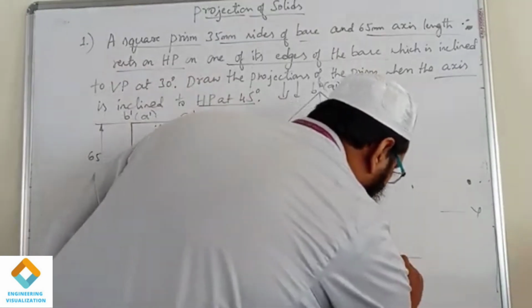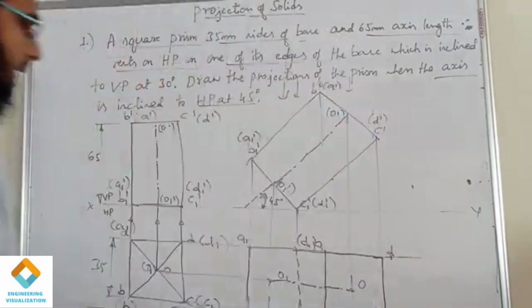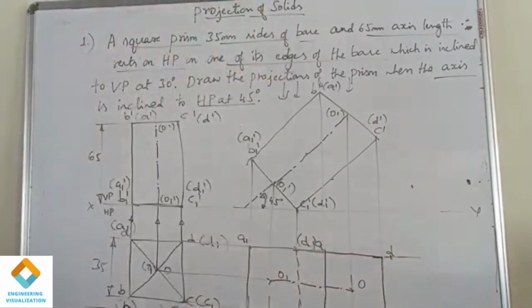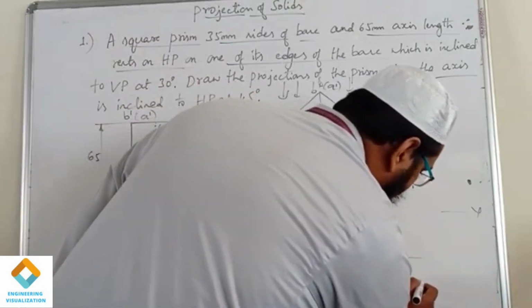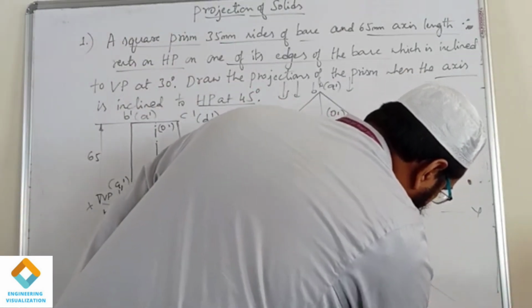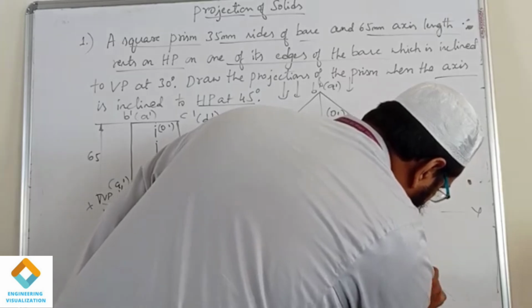Here I am marking the reference point. You can keep the protractor here and mark the angle given, which is 30 degrees. So mark 30 degrees and draw an angle line. So this is 30 degrees.